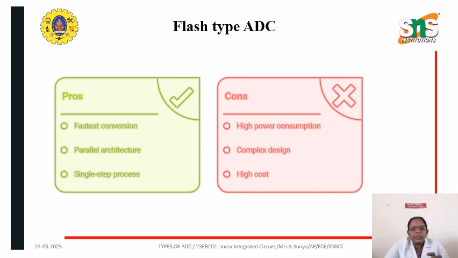Some of the disadvantages are it consumes more power, so it has high power consumption. Next one is it has a complex design because it uses many comparators and parallel architecture. Next one, the cost of this flash type ADC is very high.